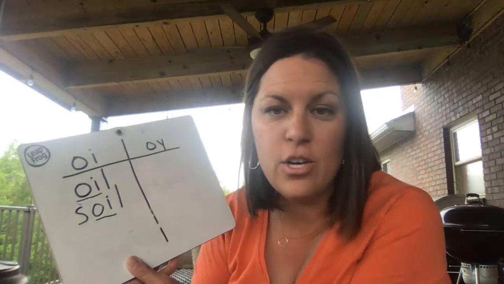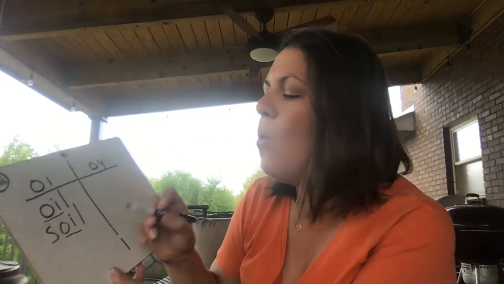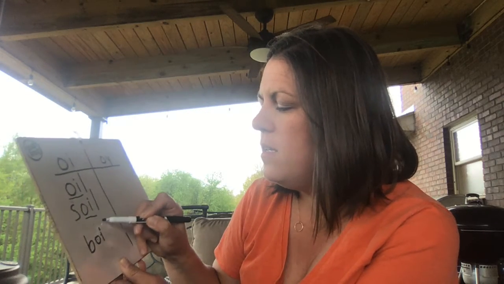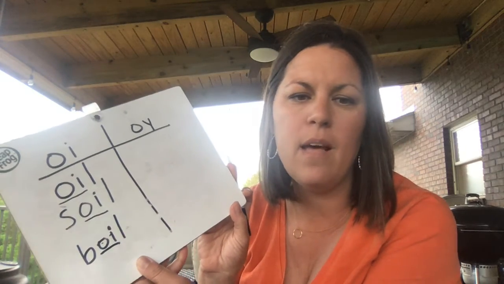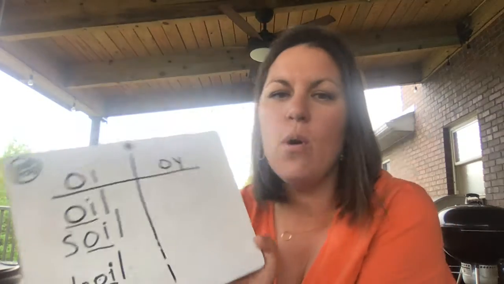All right. Let's try one more. When I cook noodles, you have to do this to the water first. What is it? Boil. Once again, you hear the oi in the middle. Okay, so you're going to have OI right in the middle of the word. Say boil.